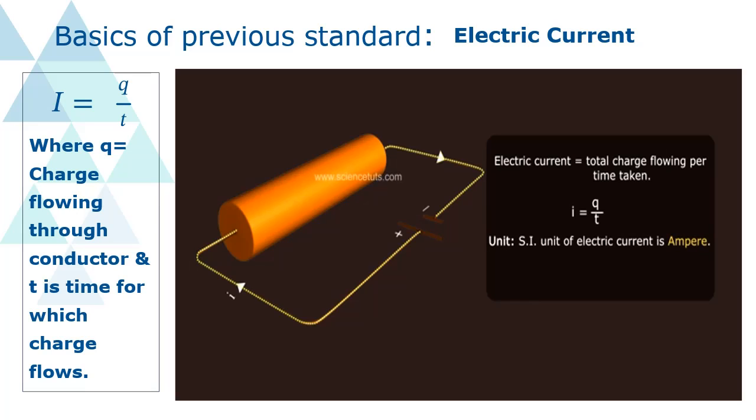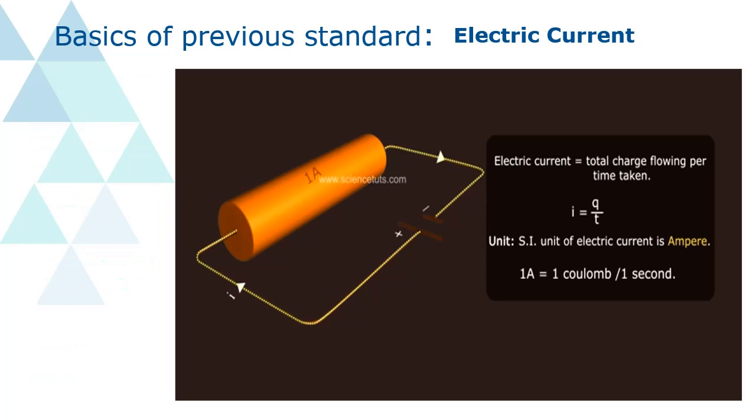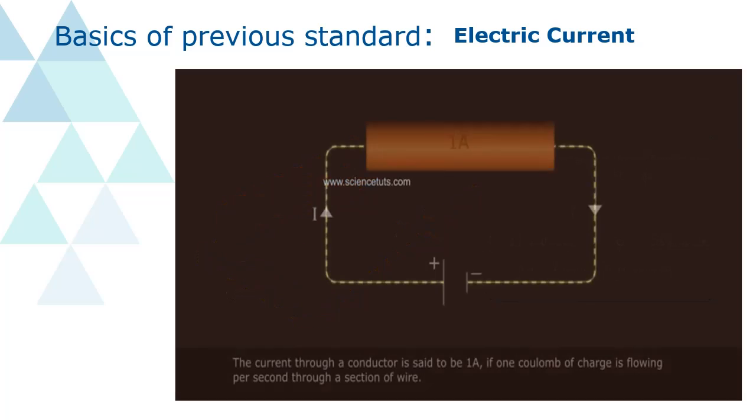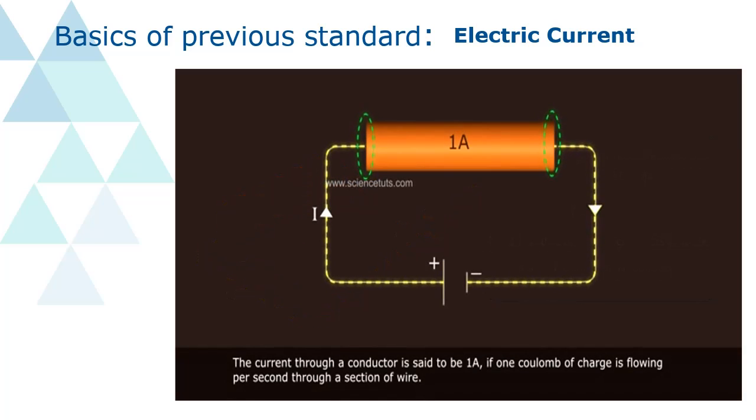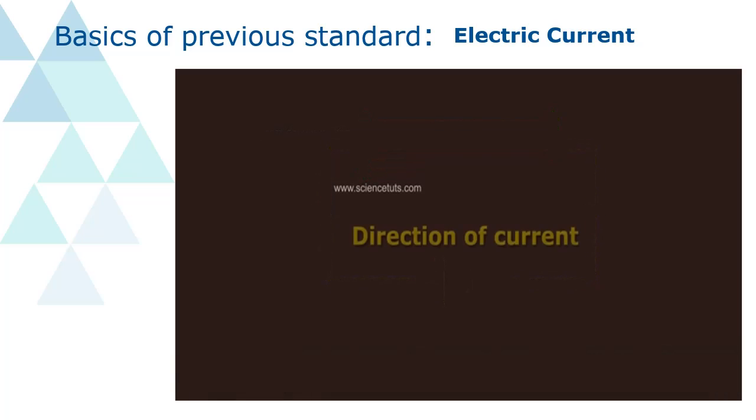Unit. SI unit of electric current is amp. 1 amp equals 1 coulomb per 1 second. The current through a conductor is said to be 1 amp if 1 coulomb of charge is flowing per second through a section of wire.